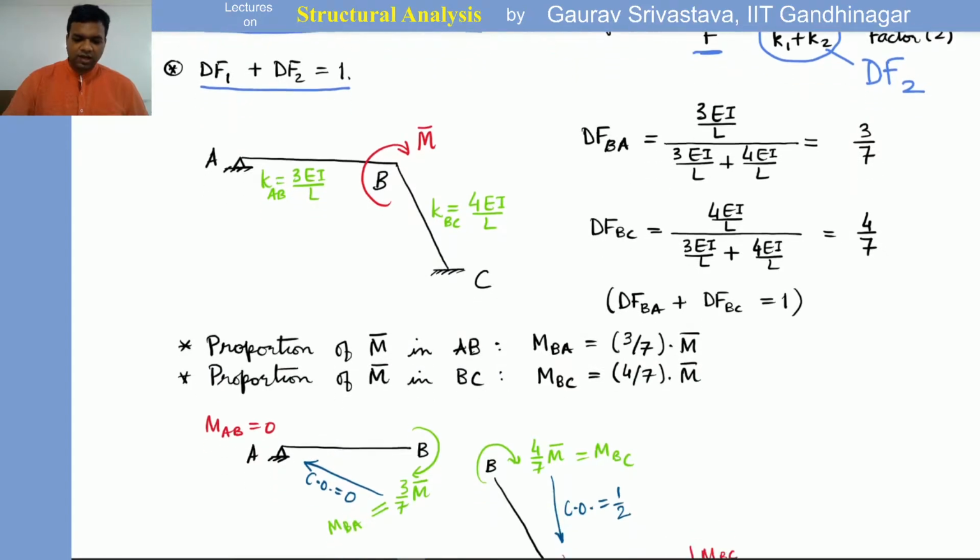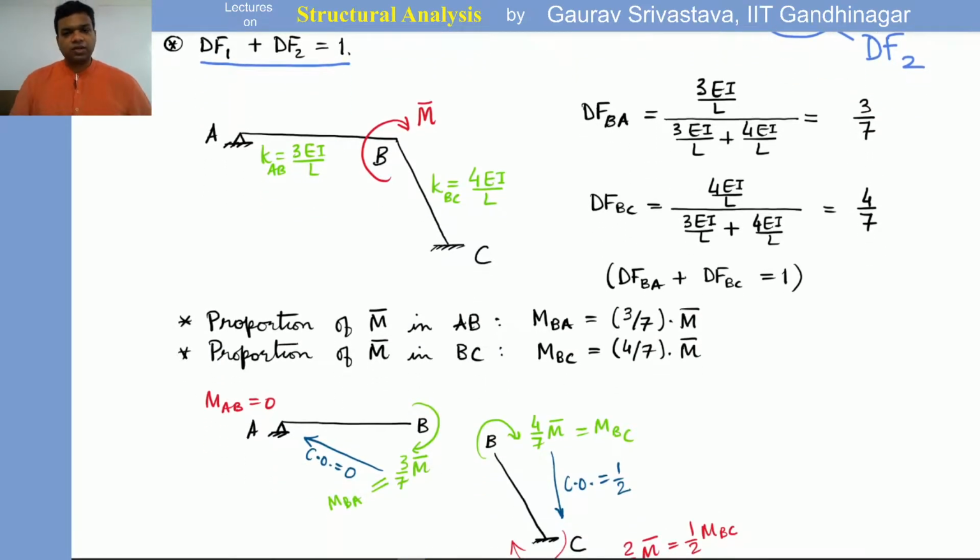Okay, now let's carry this further to the discussion on beams. So let's say there is a frame which is given like this, A, B and C, and let's say at joint B there is a moment M bar being applied. Okay, now the member AB has a far end which is pinned, so the stiffness coefficient here will be 3EI by L, so KAB will be 3EI by L, and member BC has a far end which is fixed, so KBC will be 4EI by L, right?